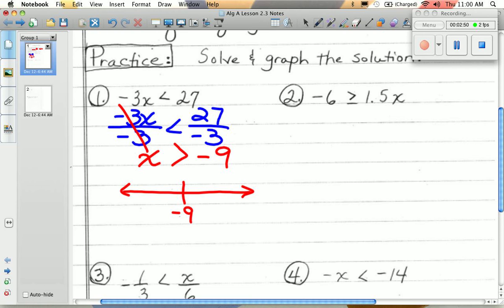What's the integer neighbor to the left of negative 9? Negative 10. What's the integer neighbor to the right of negative 9? Negative 8. Okay, what kind of a circle are we going to put at negative 9? Should we shade it in or leave it open? Leave it open. In other words, negative 9 is not included. Which numbers on the number line are greater than negative 9? Is it negative 8 or negative 10? Negative 8. So we're going to shade in the direction of negative 8.